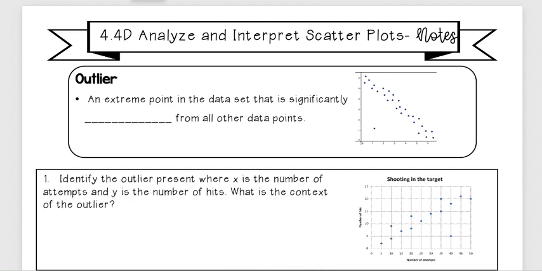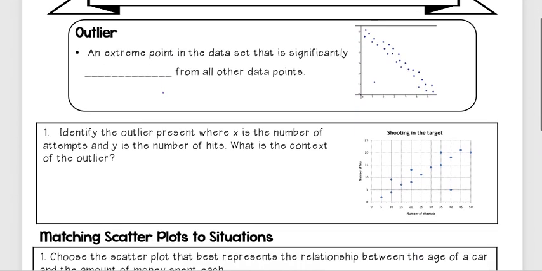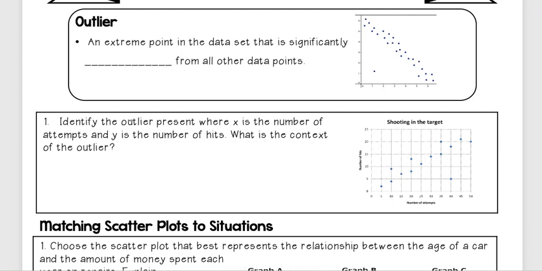Today we are going through our last lesson on chapter 4, and we are going to be talking about analyzing and interpreting scatter plots. So first, in this first video, we're going to be talking about outliers. An outlier is an extreme point in the data set that is significantly far away from all other data points.